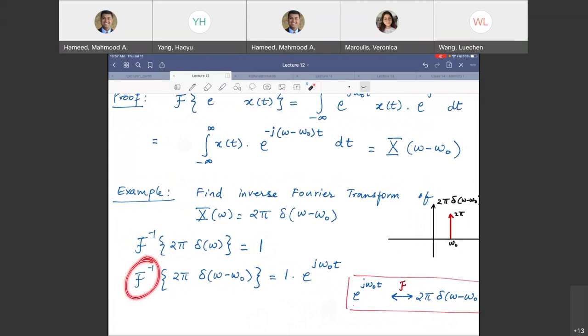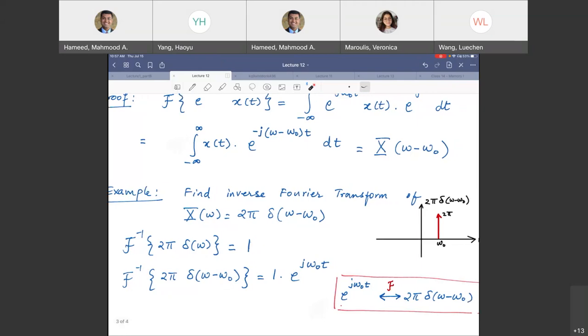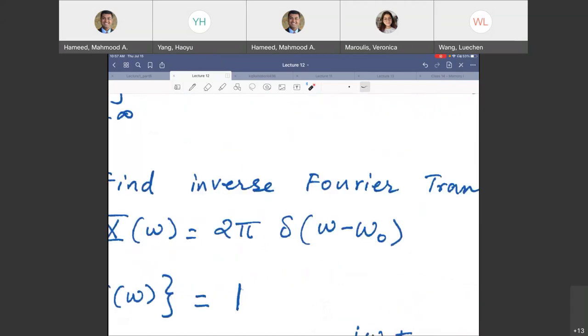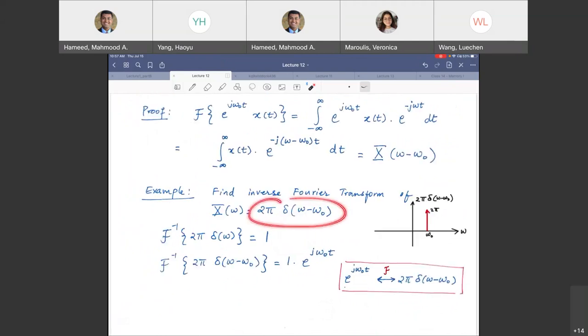So the inverse Fourier transform of the shifted impulse, using the frequency shift property, is what? 1 multiplied by e to the plus j omega naught t. So this is what we are doing. Start with the inverse Fourier transform of delta of omega. Then you multiply by 2 pi. Then you use the frequency shift property to find the inverse Fourier transform of 2 pi delta of omega minus omega naught. You get what? You get e to the plus j omega naught t.